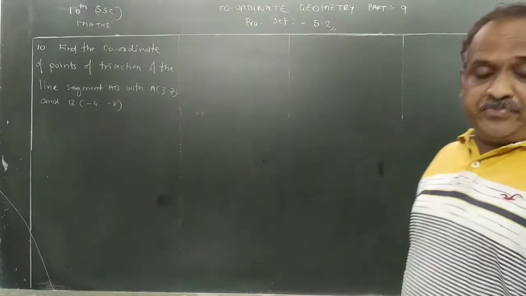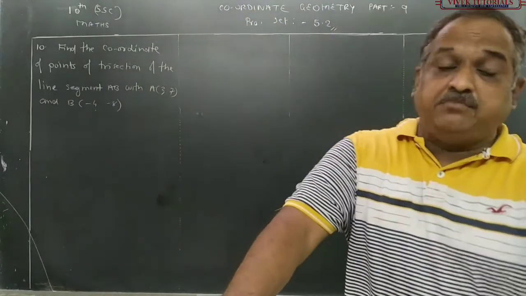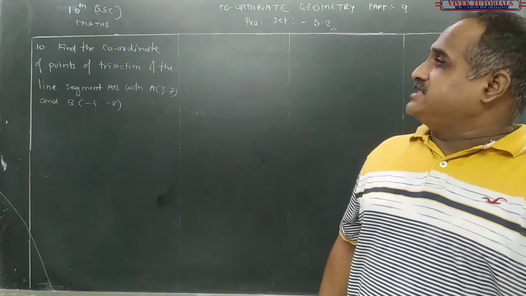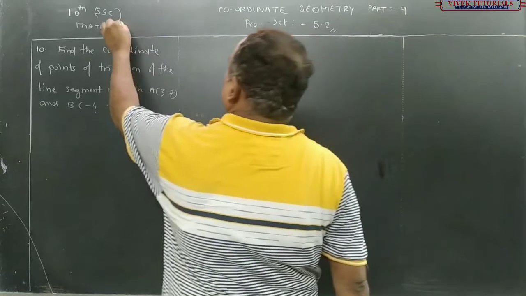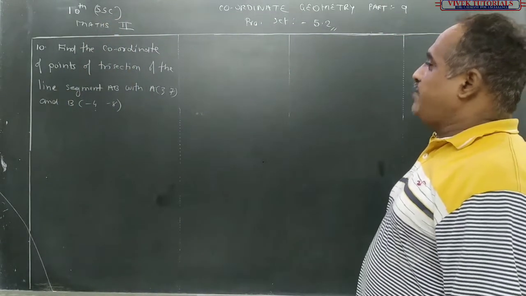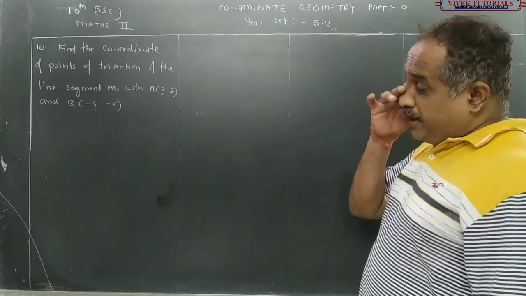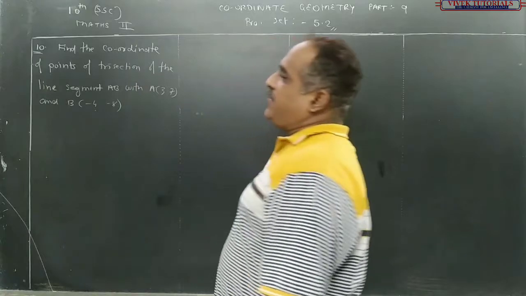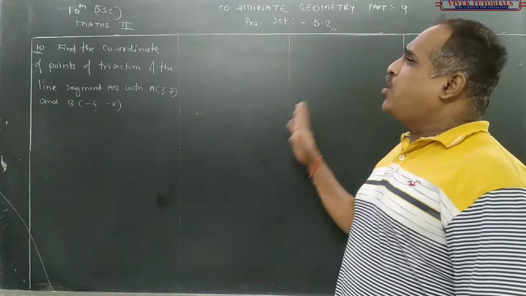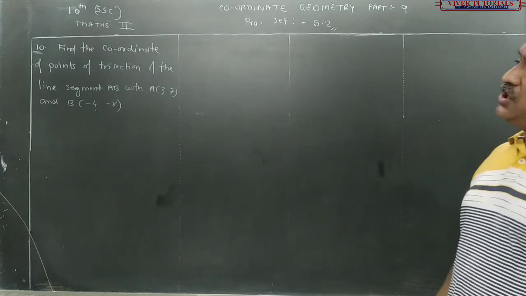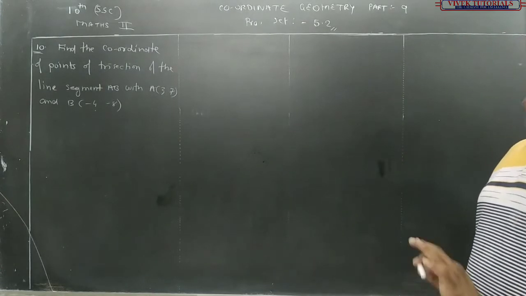Hello students, we are on the ninth part of coordinate geometry, 10th standard SSC Maths 2, and we are on practice set 5.2. We have already completed 9 questions. We are on the 10th question. Now 10, 11 and 12 we are going to do in this section. We are going to do only 3 questions. Question number 10, question number 11, question number 12. And these are very important.